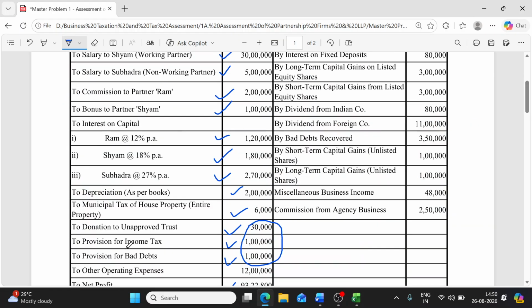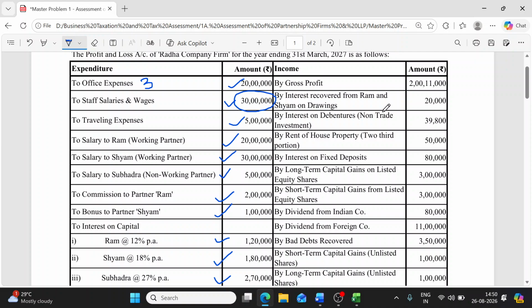Okay, now let's check the credit side. So the first thing is gross profit. We don't provide any treatment to this figure, because it is pure business profit, gross profit, and it is received either from trading account or the manufacturing account.